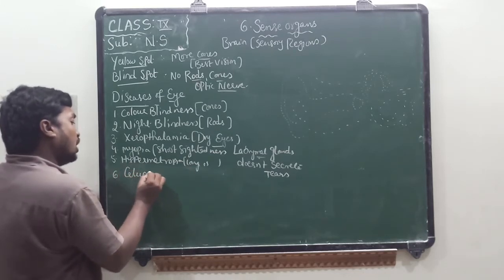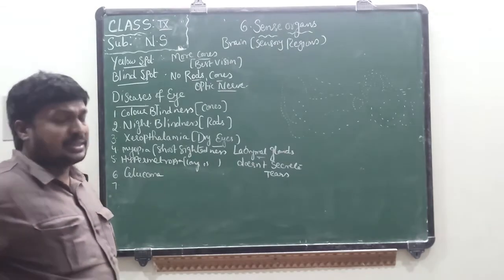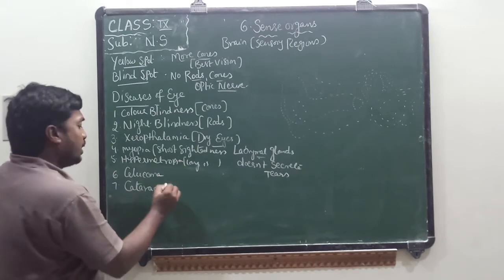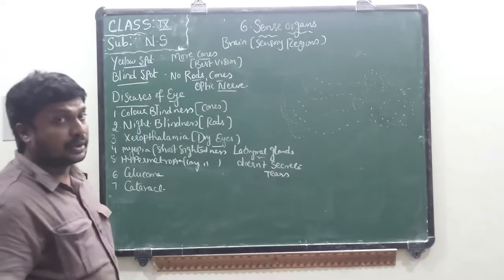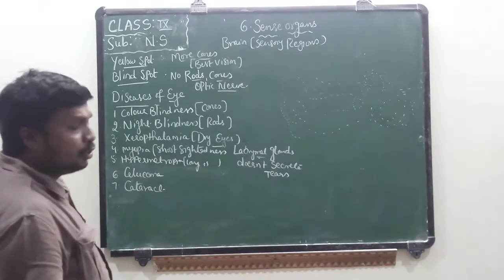The sixth one is glaucoma. This is an eye disease. And the seventh one is cataract. Cataract means suklal in Telugu. So these are the diseases related to the eyes.